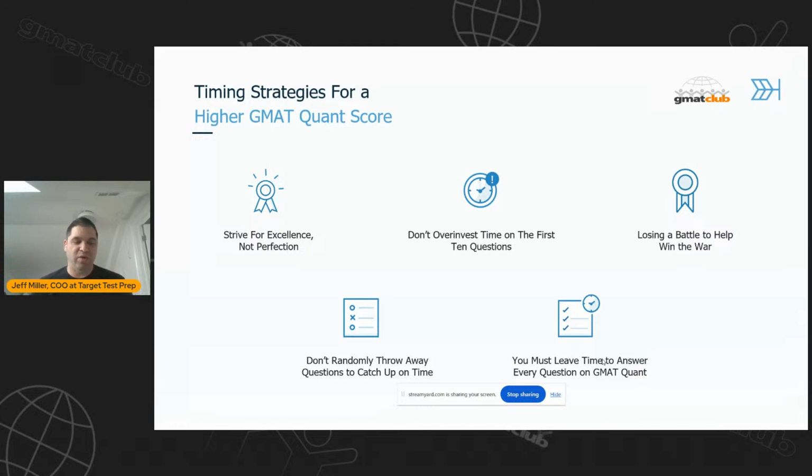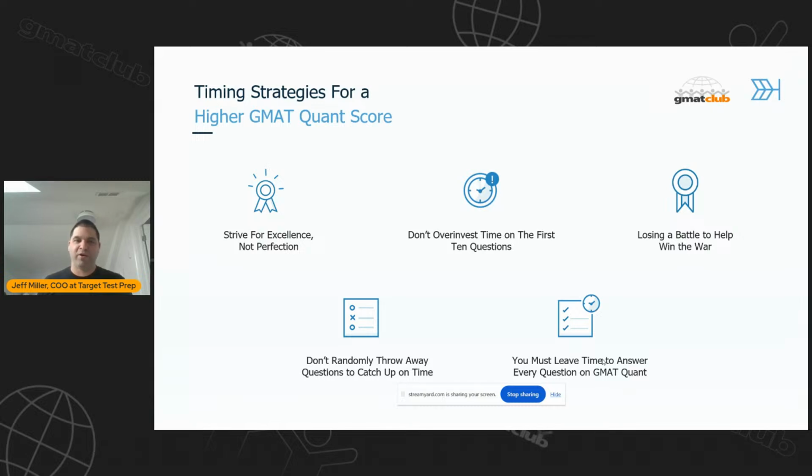So we've got to think about ways to counteract being in that place. And we really want to make sure that we're doing things right as we progress through a section. So what do some of these things mean? Well, striving for excellence, not perfection. Well, what does that mean? Well, yeah, I know we're talking about a Q90 quant score. So in that case, you want to get as close to perfection as possible. But let's just say you want to get a really, really good quant score. Well, you want to be great, but you don't need to be perfect.